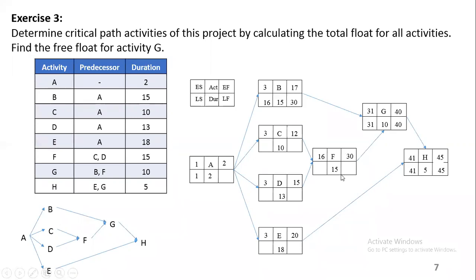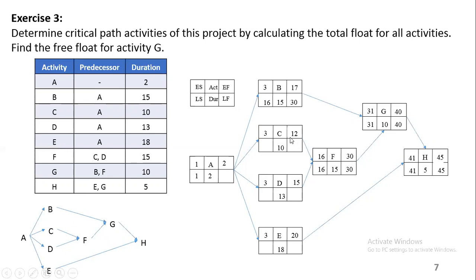Okay, let's go to activity F. 30 minus 15 is 15, plus 1, 16. The other hint again, remember when you were calculating total float, that the total float we got on the start side must be the same as the total float from the finish side. So if you get 30 here, and it's correct, this one has no choice but to be the same also.